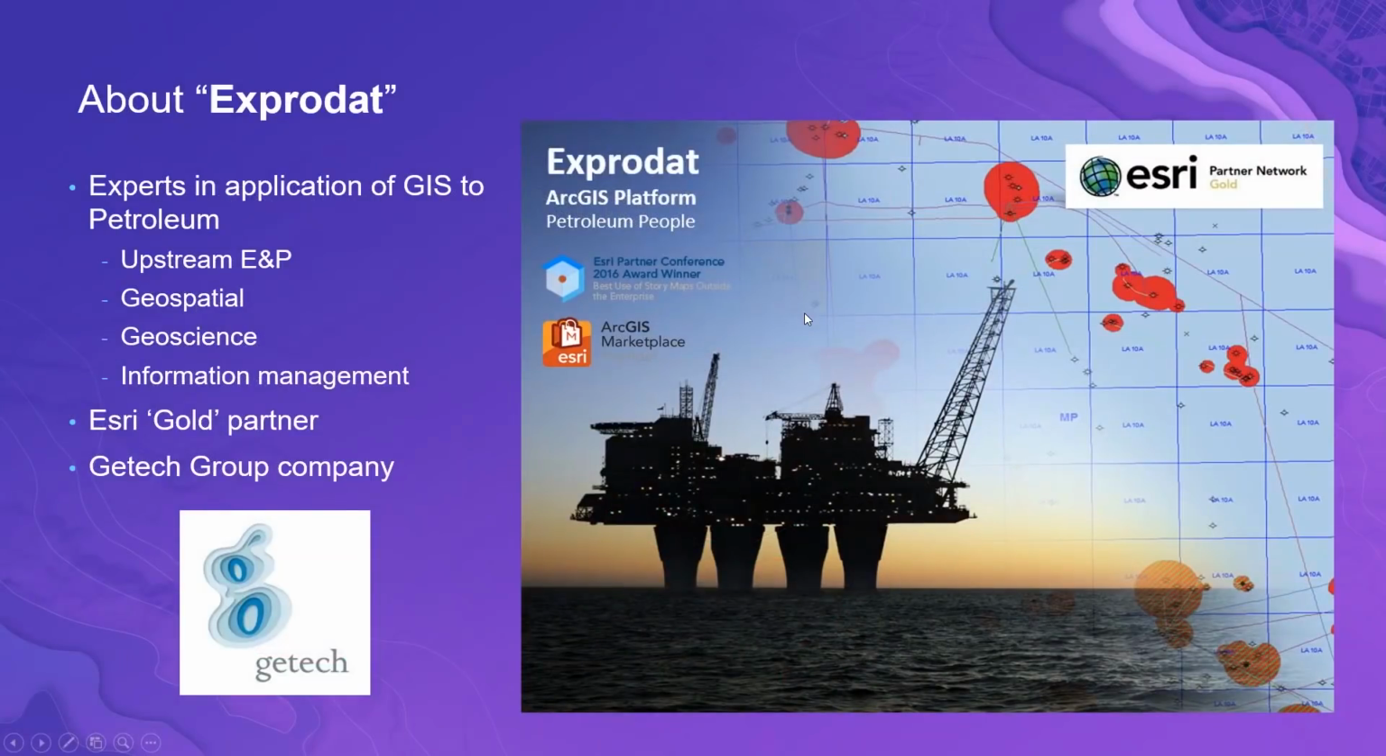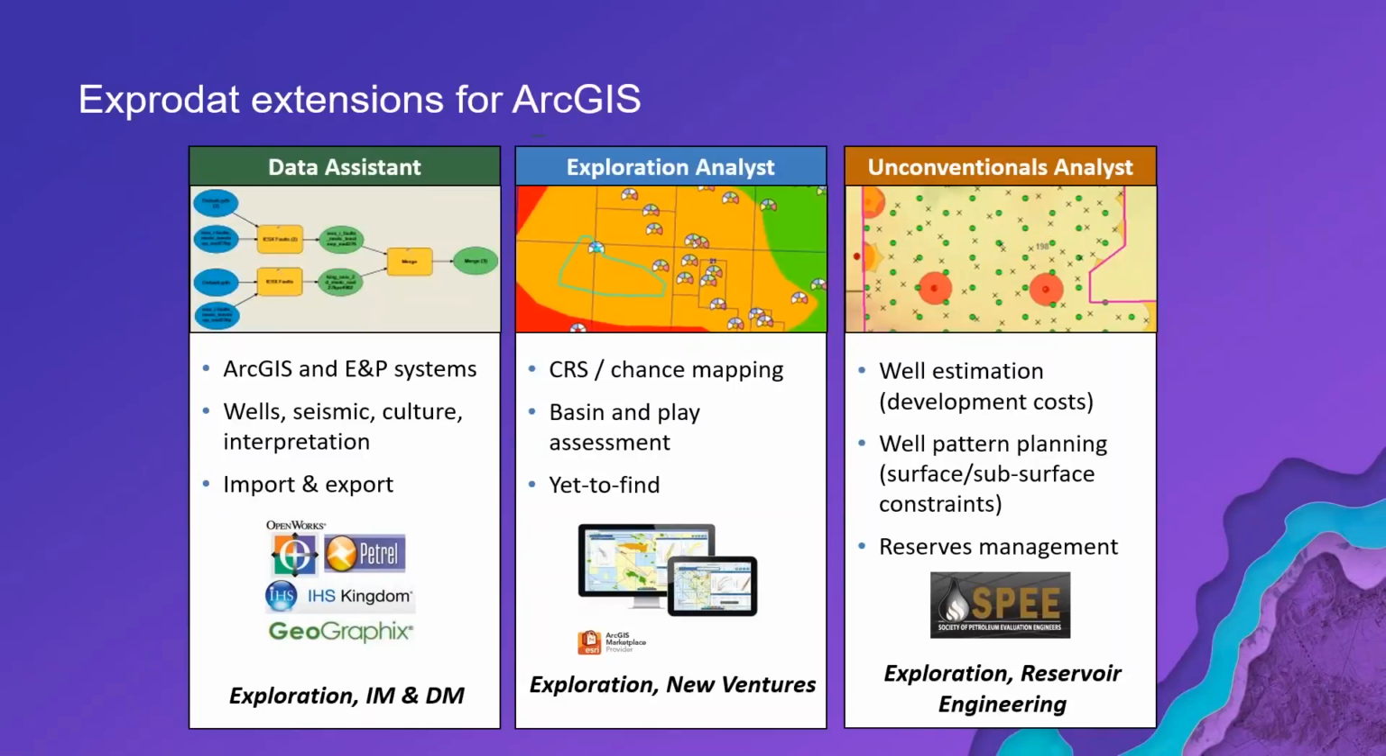A little about Exprodat. We are an Esri Gold partner, and we're experts in the application of GIS within the petroleum industry. Our skills are essentially a combination of geoscience knowledge, geospatial, and information management, and we're part of the GTech group. We have a number of commercial extensions which we develop and market within the petroleum industry, and these have been available on ArcMap for some years.